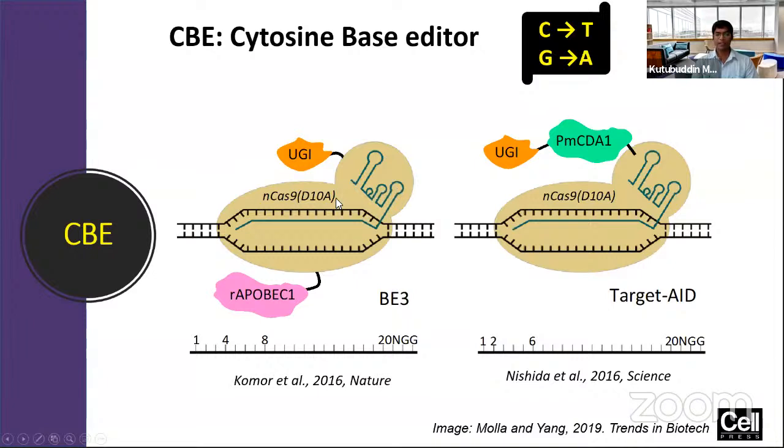So it is nothing but nCas9 fused with cytidine deaminase. That is, this is rAPOBEC1. This is taken from rat, that's why it's called rAPOBEC1. This is another platform, where the same nCas9 is fused with another cytidine deaminase from Petromyzon marinus, that is the lamprey, and fused with another protein, UGI, uracil glycosylase inhibitor. So these three proteins together could achieve a targeted C to T change in the genome.